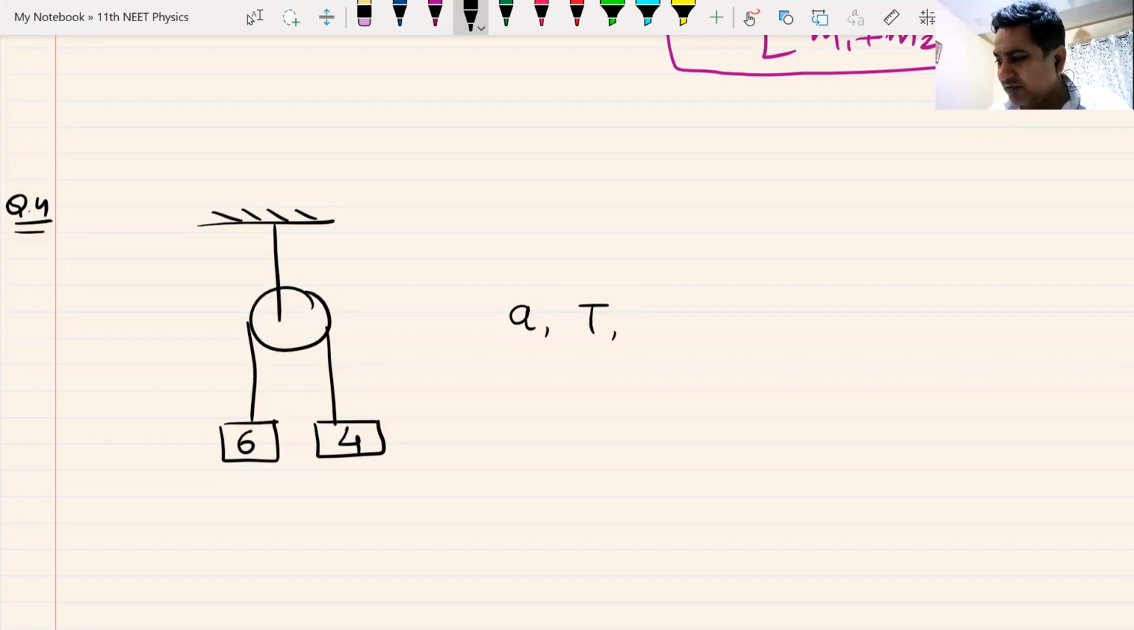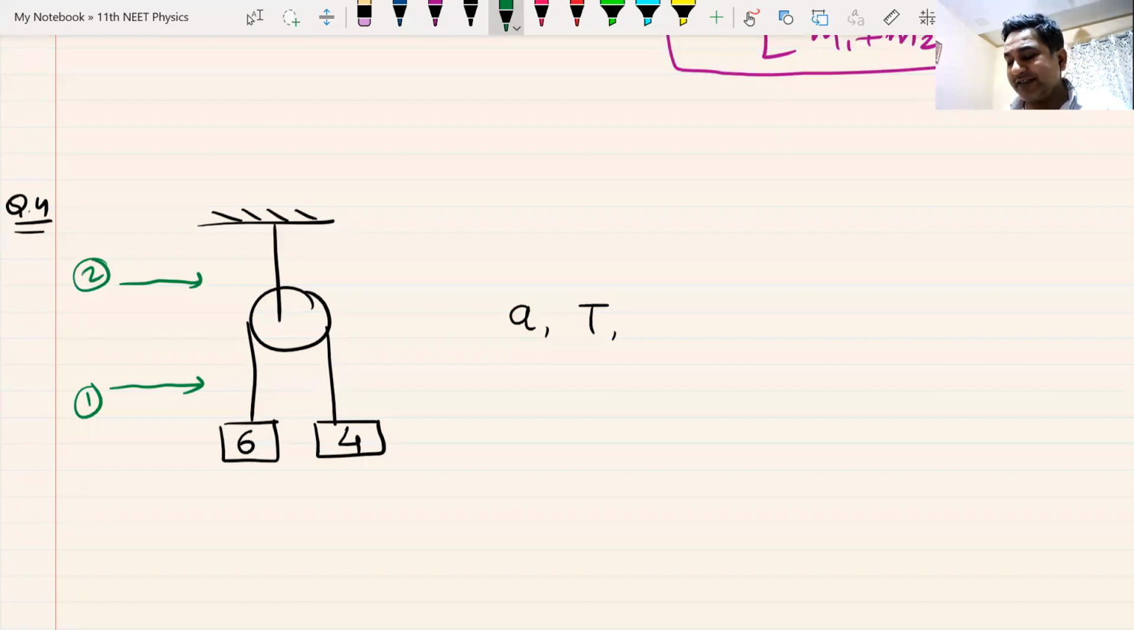How many strings do you see? I can tell you that there are two strings here. This is string number 1. This is string number 2. Find out the acceleration of the two blocks. Also tell me in which direction they are moving. Find the tension in string 1. Find the tension in string 2. That is your task for tomorrow.